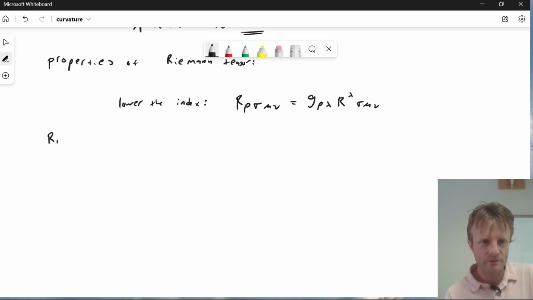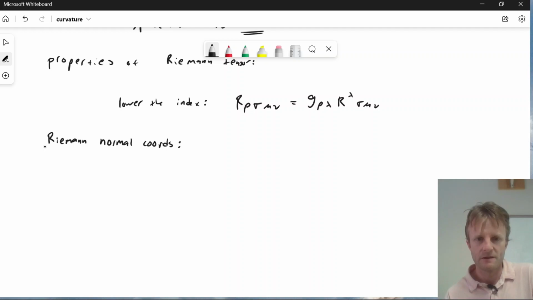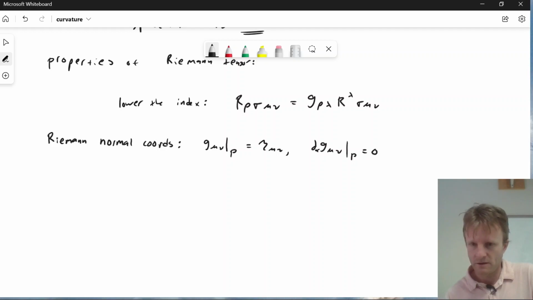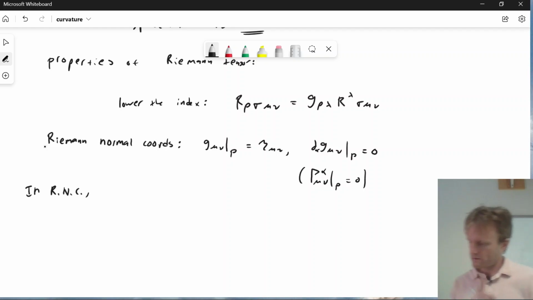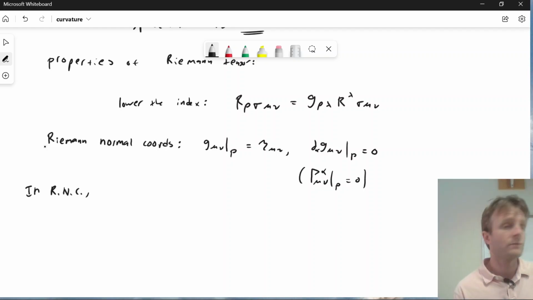So we're going to go to Riemann normal coordinates. Those are the ones where g mu nu at a point P is equal to eta mu nu, and coordinate derivatives del alpha g mu nu at that point P are 0, which is the same thing as saying the Christoffel symbols at P are 0. And so in these Riemann normal coordinates, we have a somewhat simplified form of the Riemann tensor.